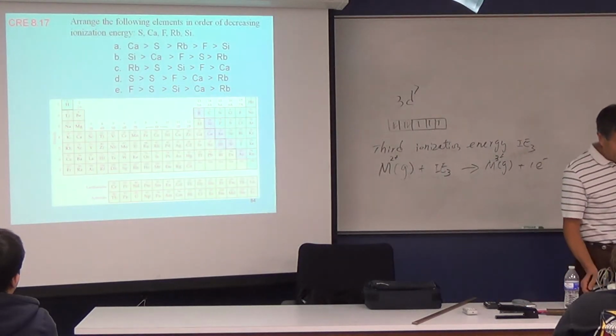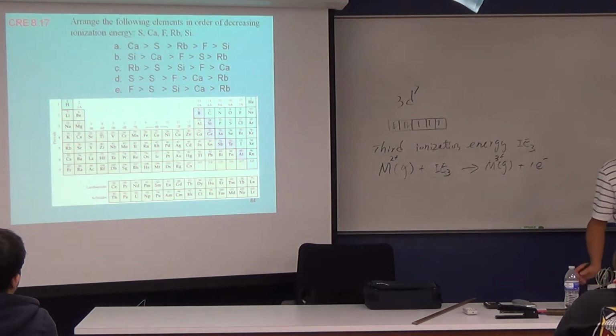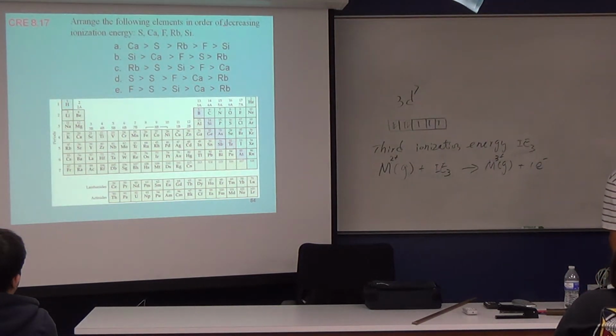Alright, so I give you a few different ways to ask the question. This problem, you have to read the question carefully. You want to get the decreasing IE order, which means you want to start with the one that has the highest, the largest. That's E, right?